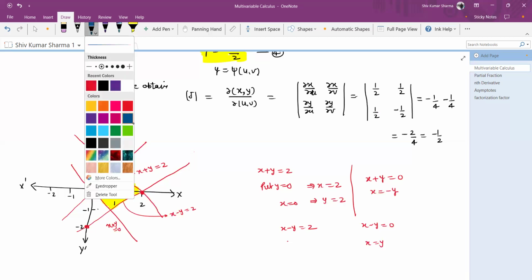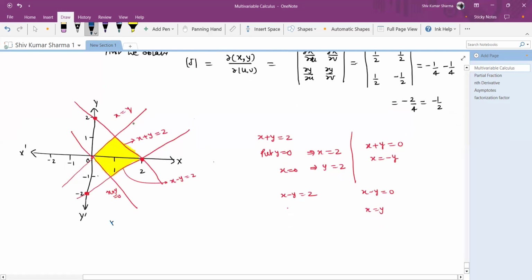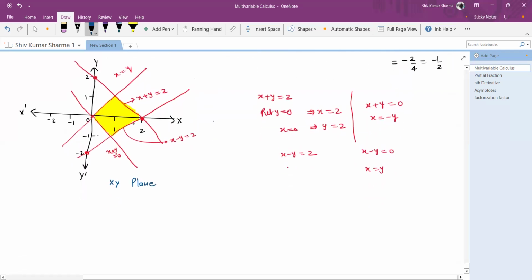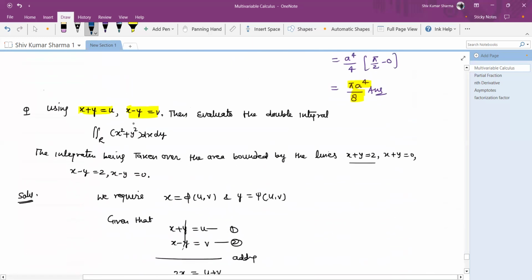But we are not solving this in Cartesian form. We are solving in UV form. So this is our XY plane, and now we are solving for the UV plane. We draw the UV plane. This is our u and this is v. So we see that the relation is given as x plus y equal to u.